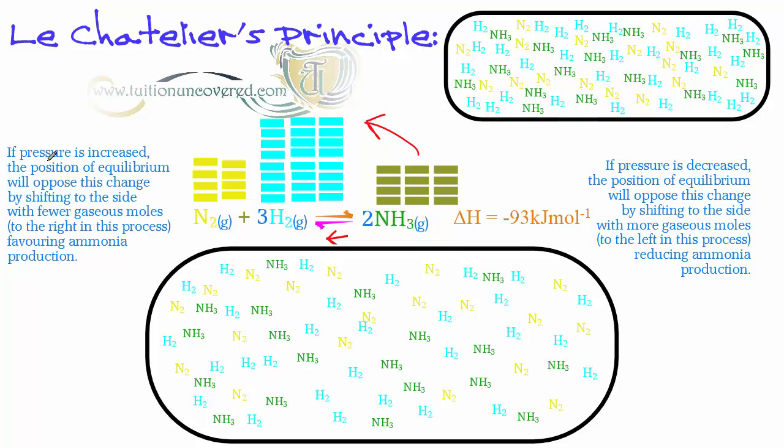If I increase the pressure, the position of equilibrium would shift to the side with fewer gaseous particles, i.e. it would shift to the right, fewer gaseous particles. I hope that's making clear sense. Let's have a look at temperature.